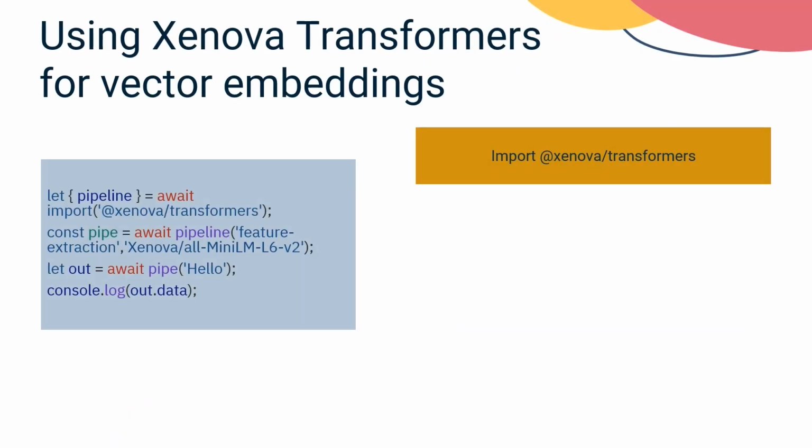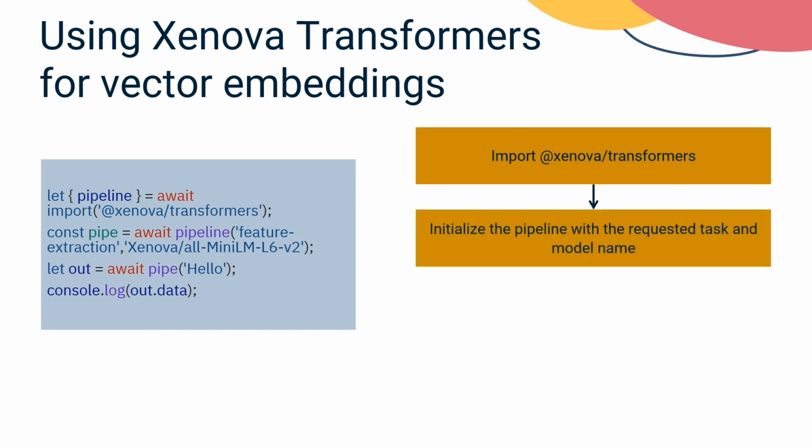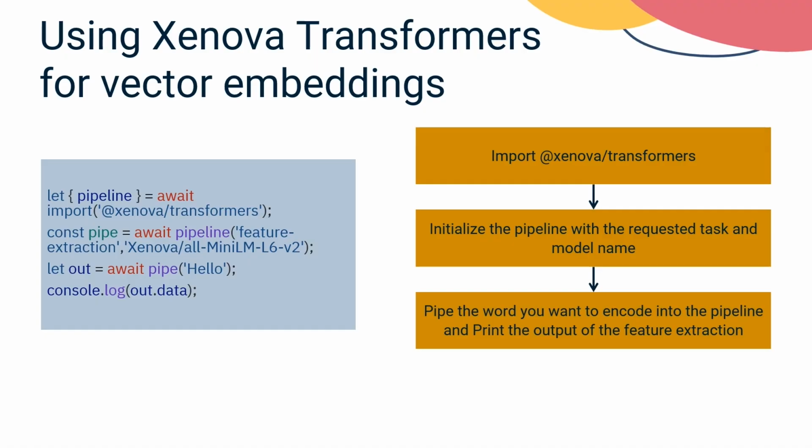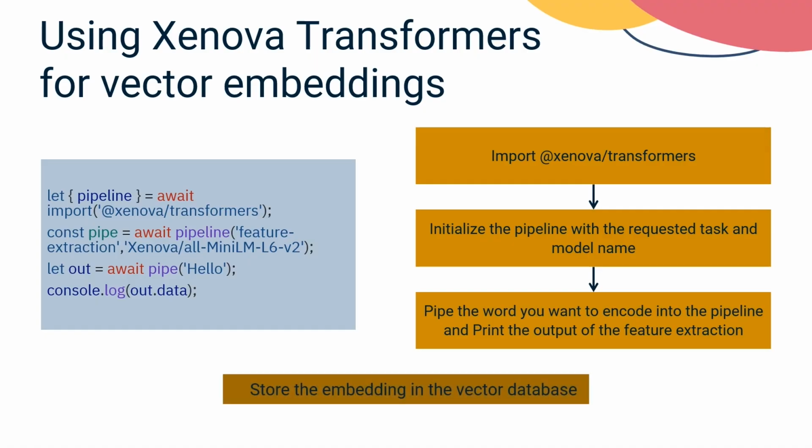First, you import Zenova/Transformers asynchronously. Next, initialize the pipeline with the task you want to do, which in the case of this example is feature extraction, and then specify the model's name for feature extraction. You can choose from many models of feature extraction. This example uses Zenova/all-MiniLM-L6-v2. You then pipe the word you want to encode into a vector and print the output. Then store the vector in the vector database when the database becomes available.